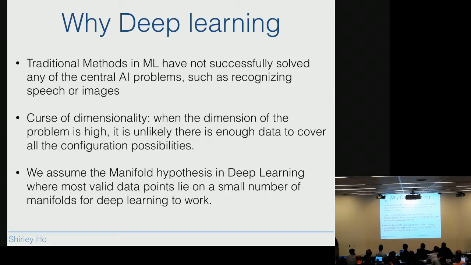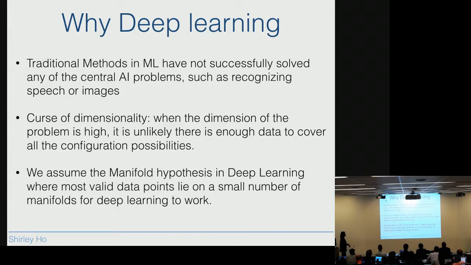All right, this is quick now. Why deep learning? This is the final couple of slides. Traditional methods in ML had not been successful at solving any of the central AI problems before recently, like recognizing images and speech recognition, but mostly that was because of the curse of dimensionality. When the dimension of the problem is high, it's unlikely there's enough data to cover all the configuration possibilities.